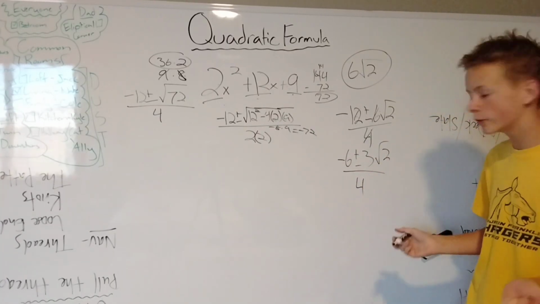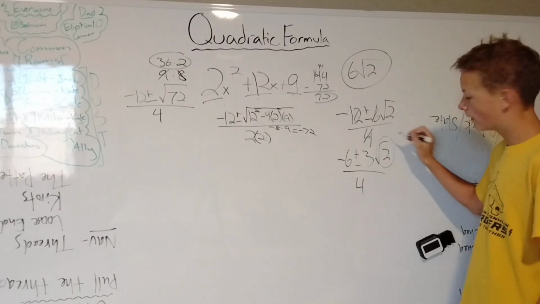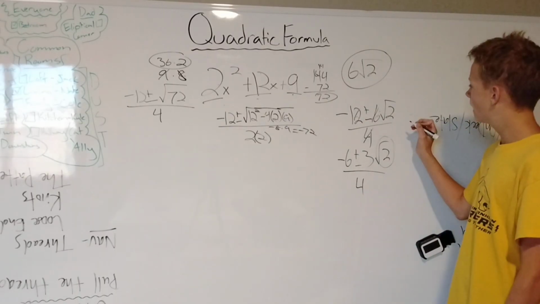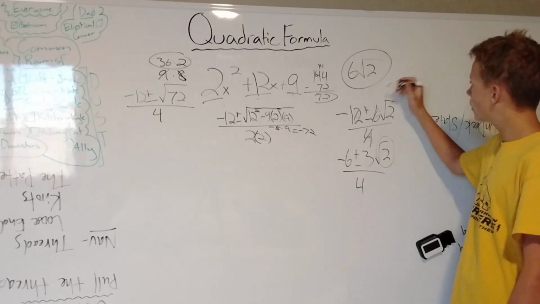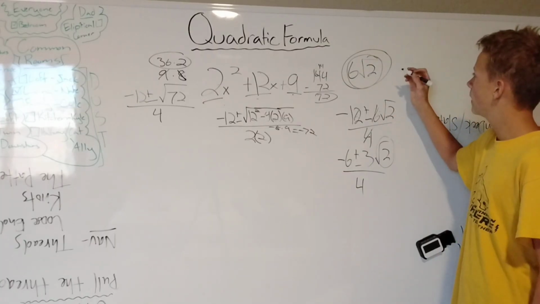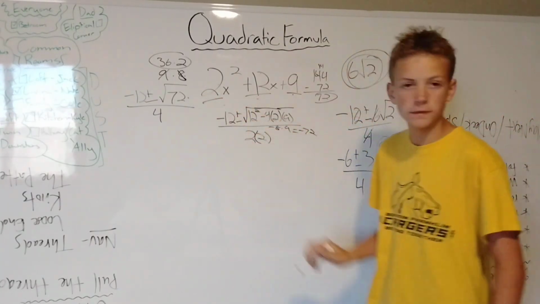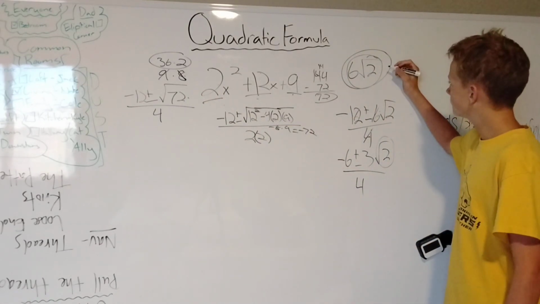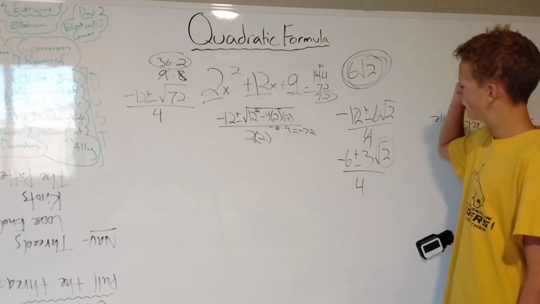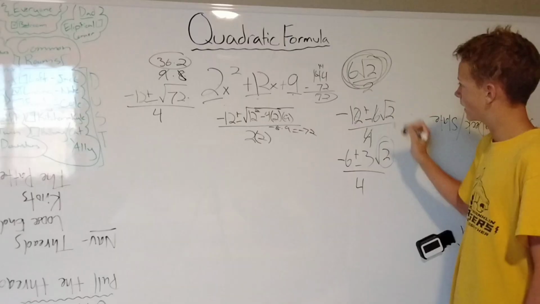And you may be wondering, why do we not divide the root 2 by 2? That's because the 6 root 2, that's its own number, okay? So this is one number, it's just simplified. It's the same thing as the square root of 72, okay? So basically, we're just going to take this, and we're going to divide it by 2, okay?